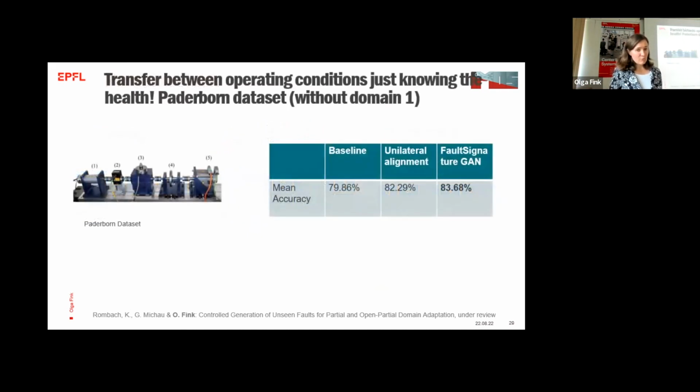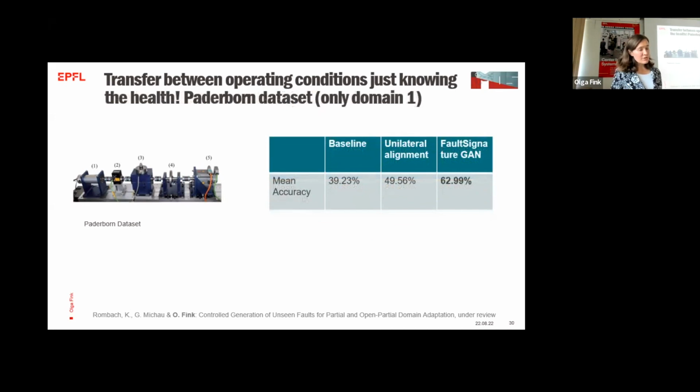So let's take a look at the performance. The baseline is now really much lower. So it's at 80% compared to the CWRU data set. If we apply the unilateral alignment, so that's the approach that I presented to you in the second step, the performance improves already, but not so much. The fault signature GAN improves again, but again, not so much. It's a bit better than the unilateral alignment.